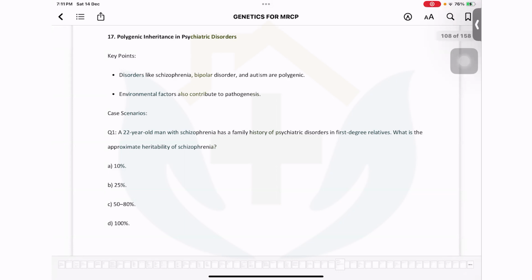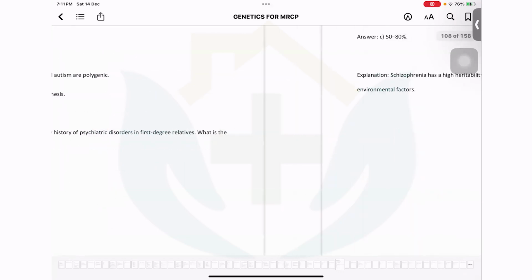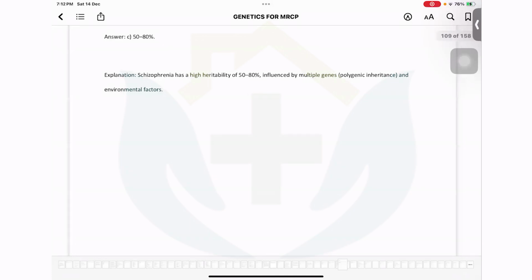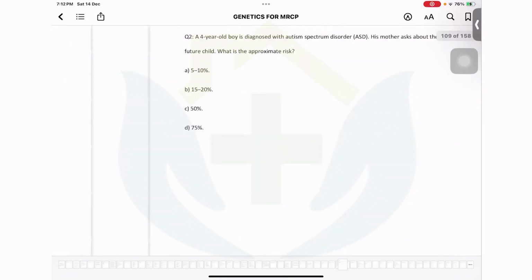Bipolar disorder, schizophrenia, autism are actually polygenic. Sometimes there may be a 50 to 80, even 100% similarity. But to be on the safer side, it has 50 to 80% penetrance in the families. Multiple genes are involved, environmental factors are involved, and there is a high heritability of schizophrenia. It is 50 to 80%, the same percentage as we studied in BRCA1 gene mutation and breast cancer.